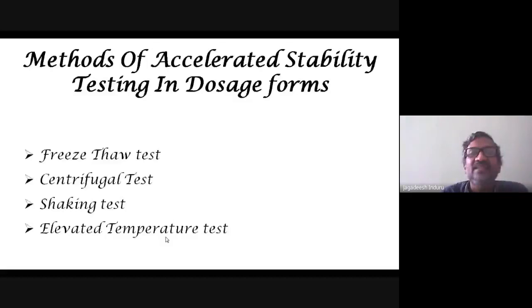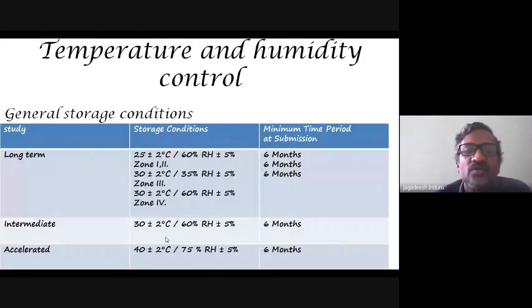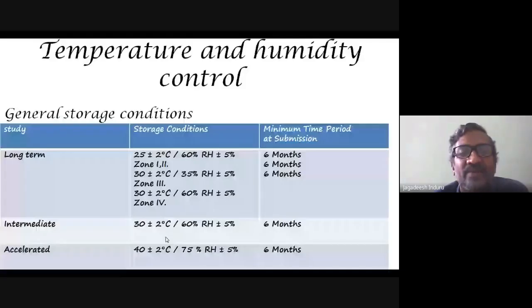So now they have given the general storage conditions for temperature and humidity control. For the long term, the whole world is divided into 4 zones. So 25 plus or minus 2 and 60% RH we are going to have, and there are certain zone countries where the temperature is a little bit higher than the room temperature of 25. So they have 30 and 35% RH. It means they have a temperature a little bit higher and humidity lower. It is required to be tested for a minimum of 6 months.